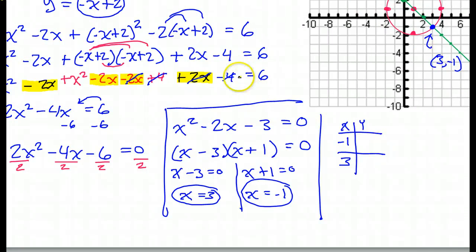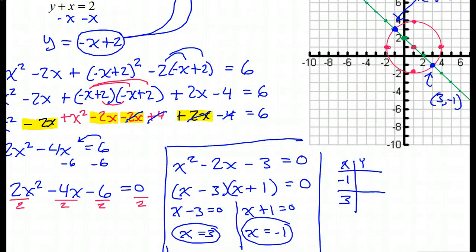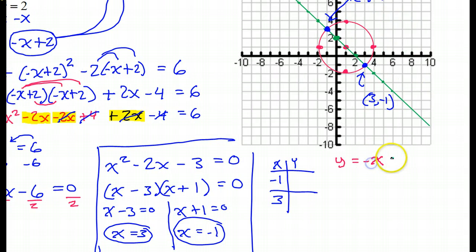Now we will get those y values using this equation right here. Y equals negative x plus 2. I like to think of it as y equals the opposite of x plus 2. So if I want to find this y value, then y will equal the opposite of x, so positive 1 plus 2. So that'll be 3. If I want to find this one, y equals the opposite of x, so that'll be negative 3 plus 2, and that is negative 1.